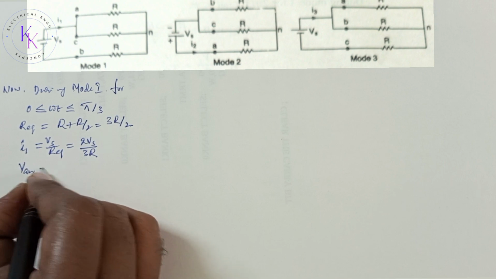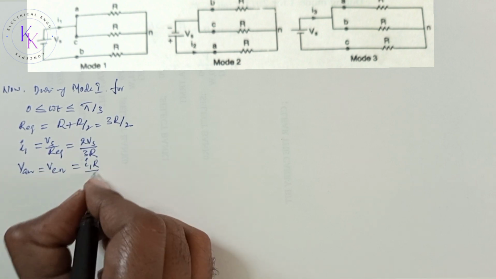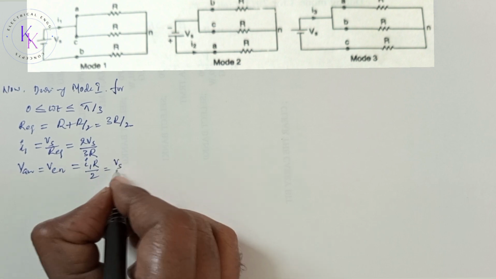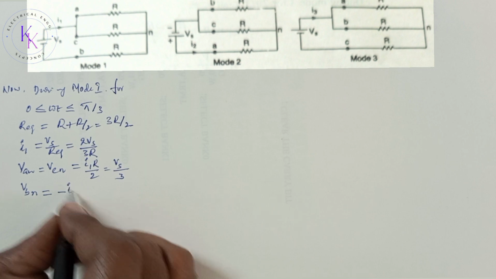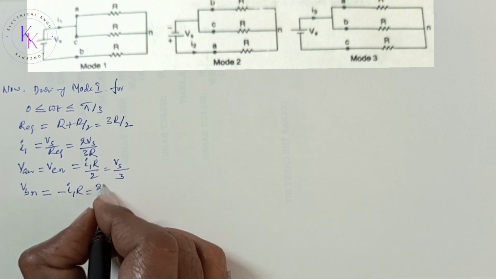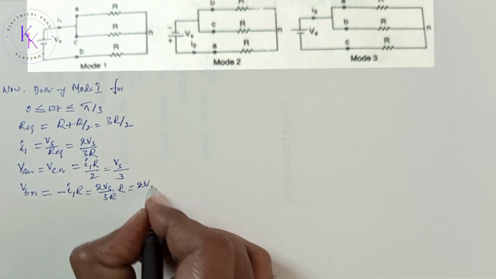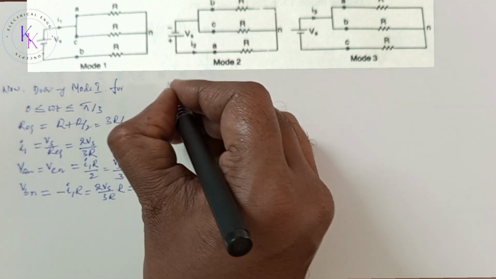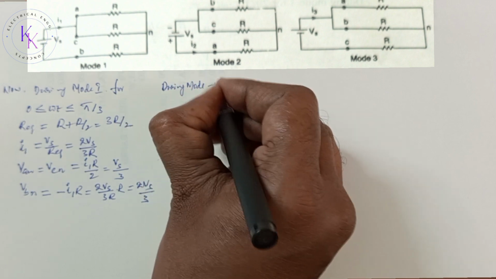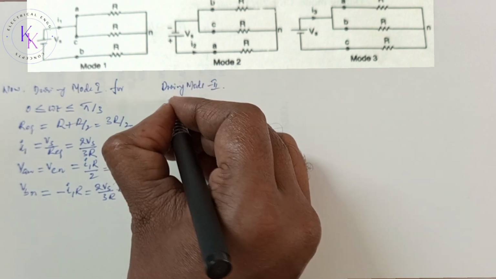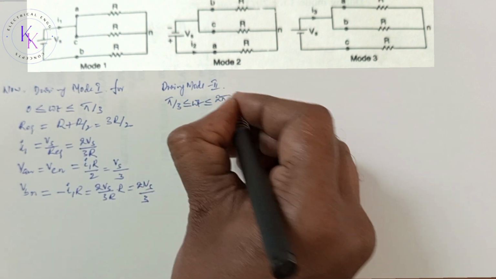Then VAN equals VCN, that equals I1 R divided by 2, which equals Vs by 3, and VBN equals minus I1 R, that equals 2 Vs by 3R multiplied by R, that equals 2 Vs by 3. From the circuit during mode 2, that is for pi by 3 less than or equal to omega t less than or equal to 2 pi by 3.